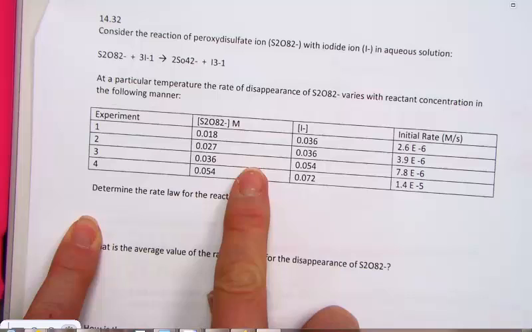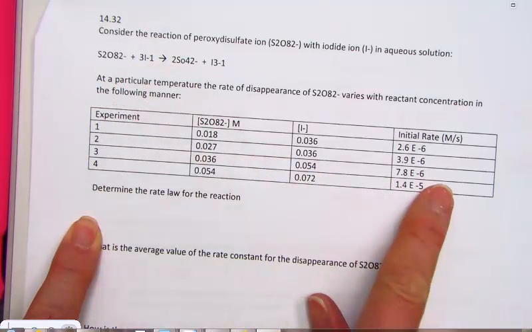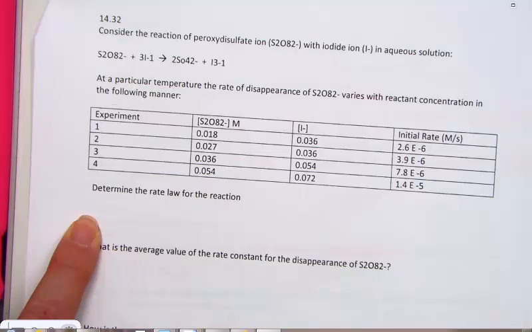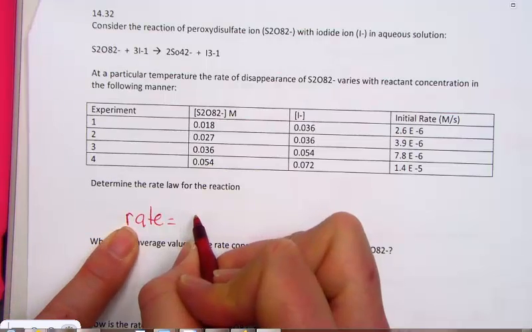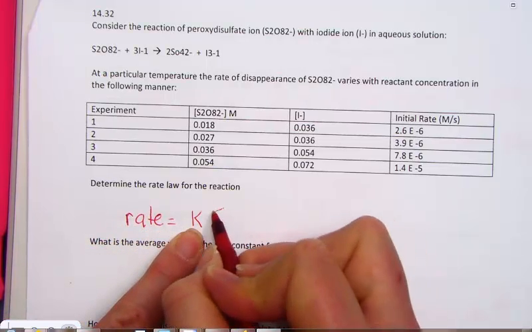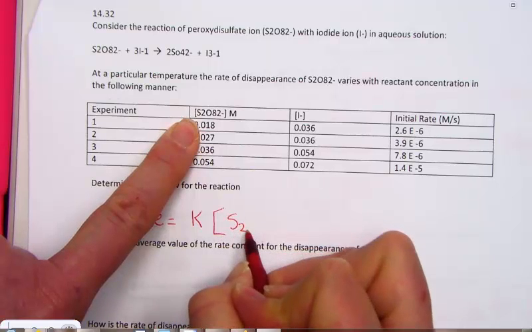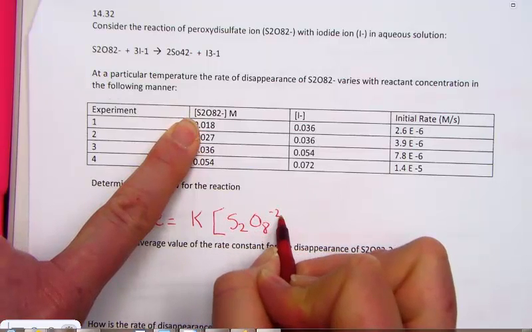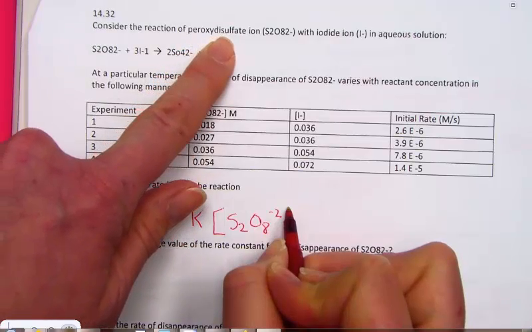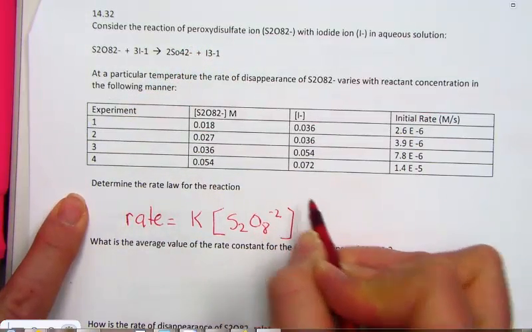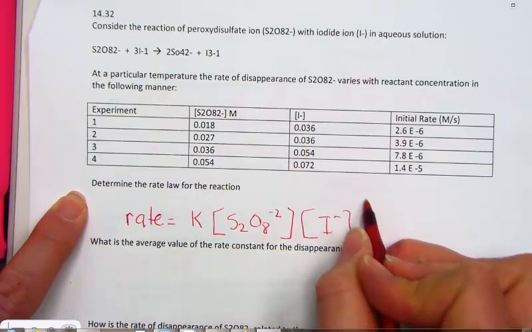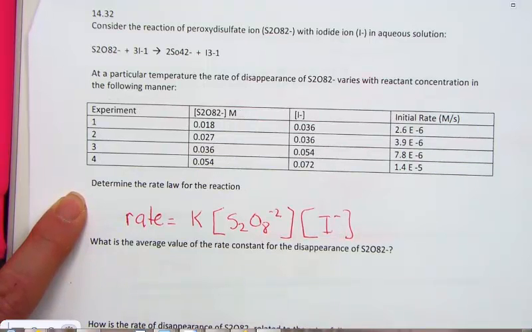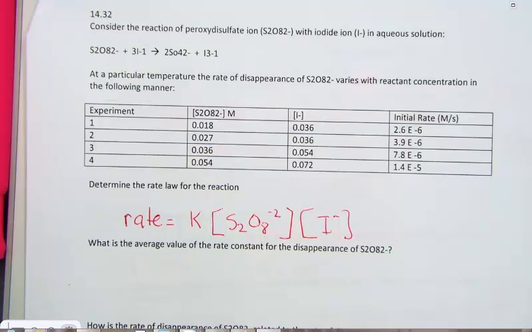Given 4 trials, we have 2 ingredients, both reactants, and seeing how they affect the overall initial rate. So we'll get started as we do by indicating that rate laws are written as rate equal K, the rate law constant, times the concentration of S2O8 -2, the peroxydisulfate ion, raised to some power I don't know yet, times the concentration of iodide, raised to some power I don't know yet. Let's examine the data table and figure out those powers, the order with respect to each reactant.